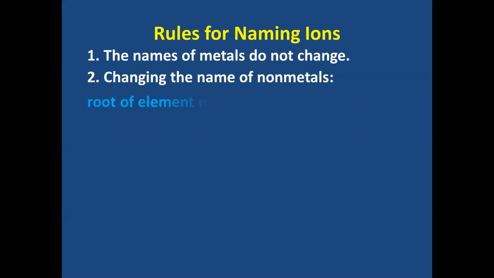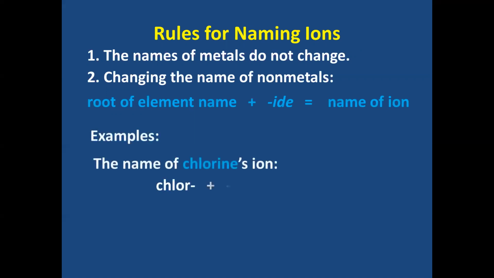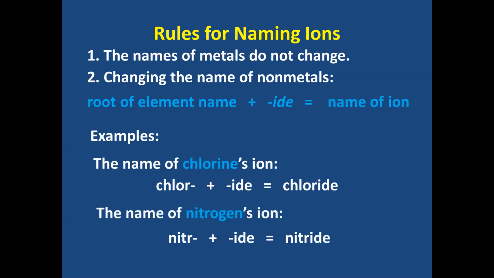We do change the names of nonmetals, and it's the root of the element plus "ide" is what we call the ion. I will often in class just say we're going to "ide" that thing to remind you to put "ide" at the end. So chlorine becomes chloride, nitrogen becomes nitride.